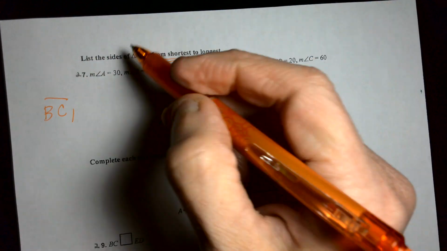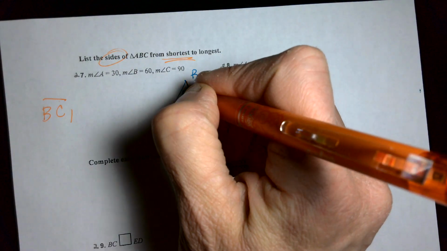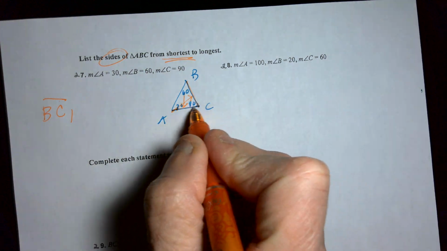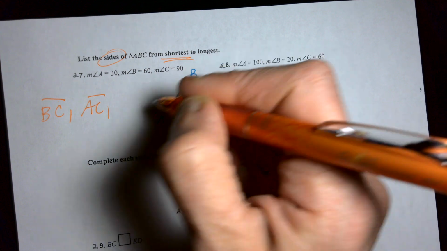And since we are listing sides, we do have a segment bar above them. All right, across from the 60 is the next smallest, which is AC. And across from the 90 is my biggest side, which is AB.